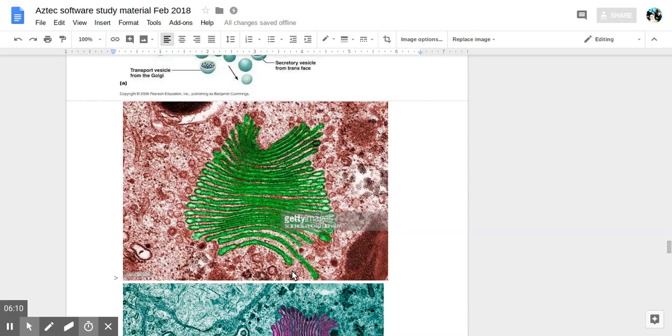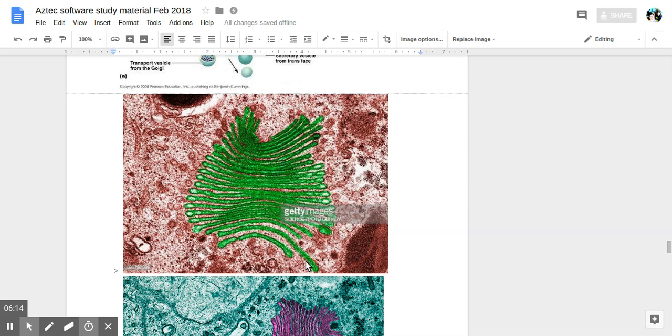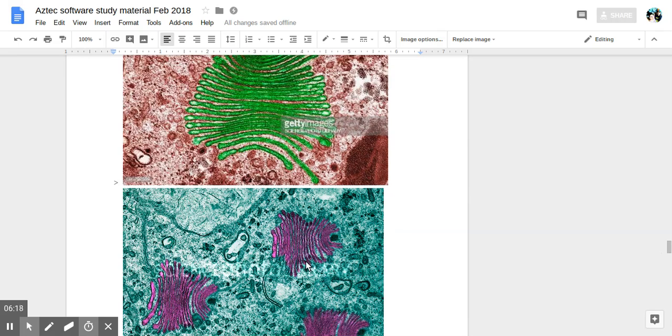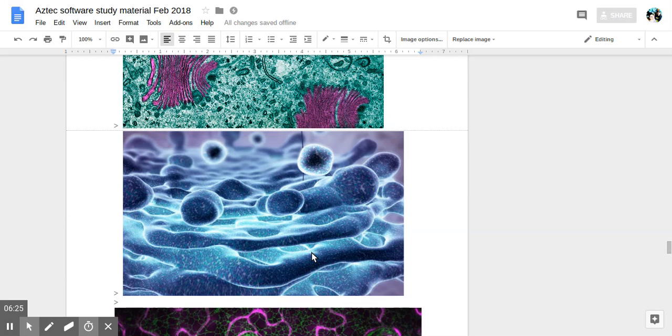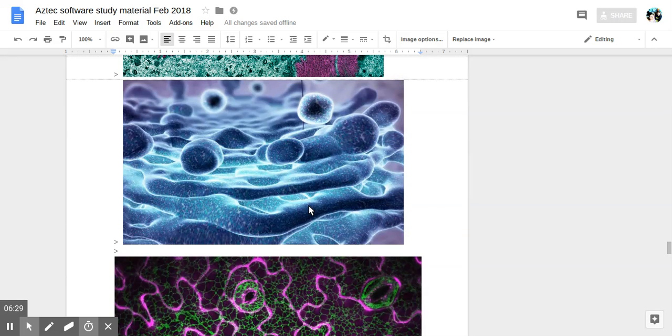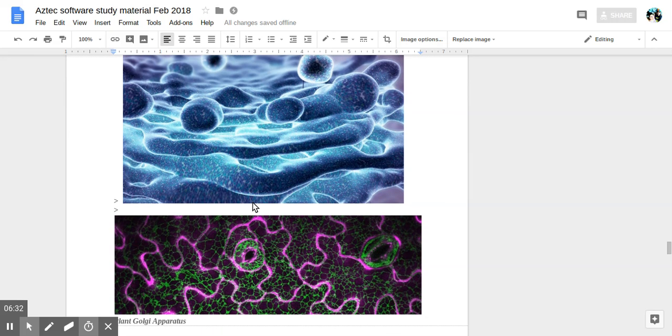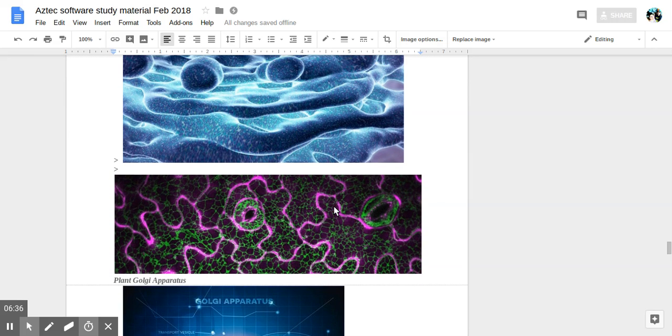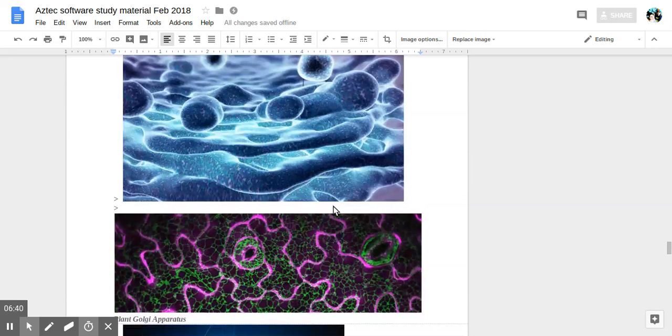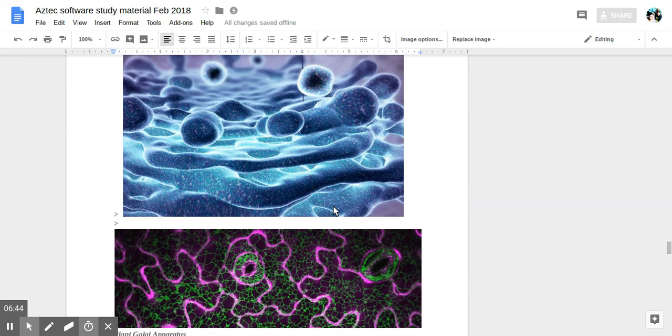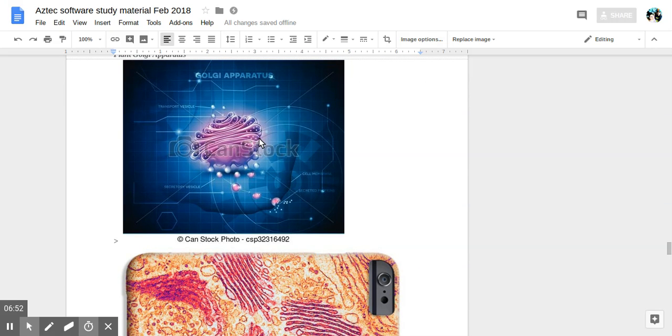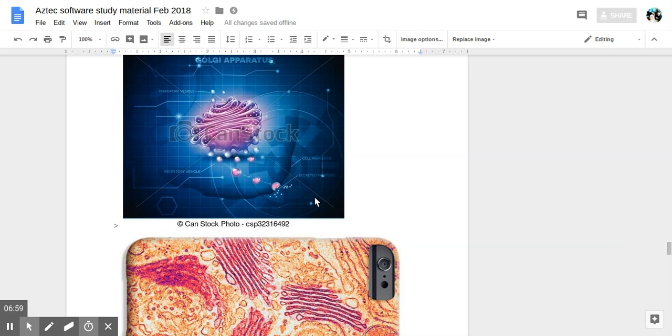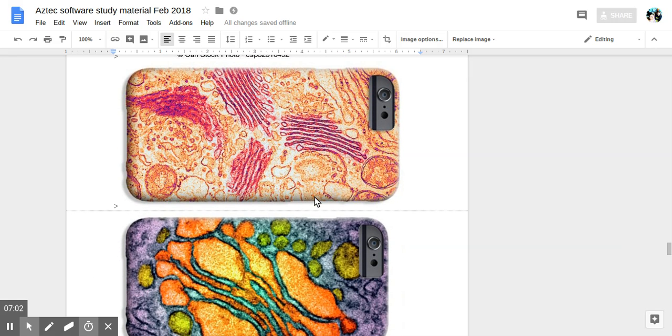So showing folds of the Golgi apparatus. Here is one. These are the Golgi stacks. The vesicles, which are budding off, containing molecules that are moved. Plant Golgi apparatus. Showing the 3D Golgi stacks and the vesicles, which are secreted, used for transport of various molecules.